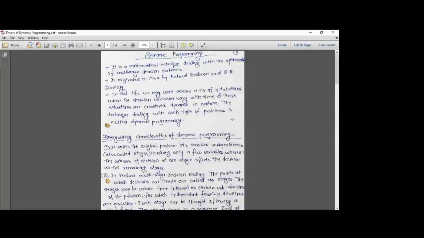So this dynamic programming is also called a multi-stage decision problem, right? Multi-stage decision problem, and that means at every stage we are going to take some decision. That decision is going to affect our next decision, and we are going to achieve optimality in the totality, not at an individual stage.